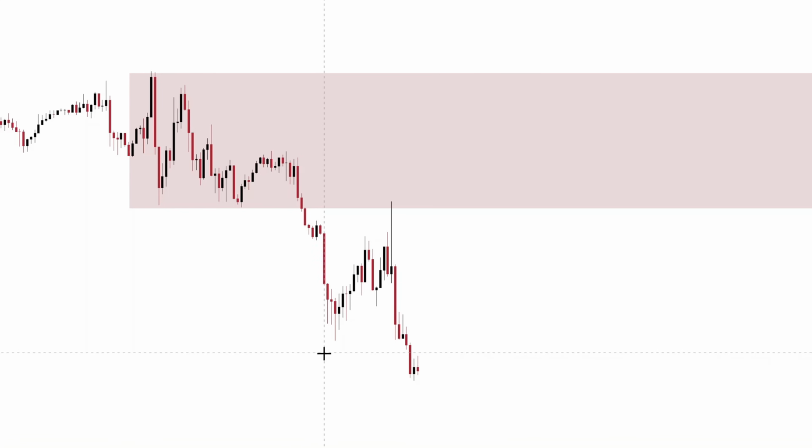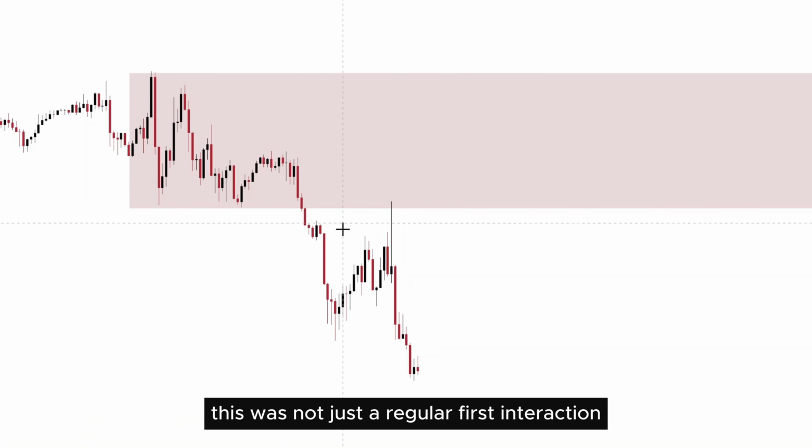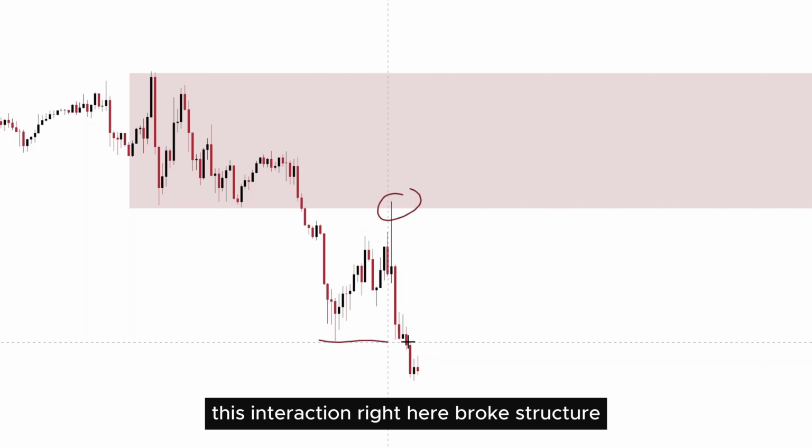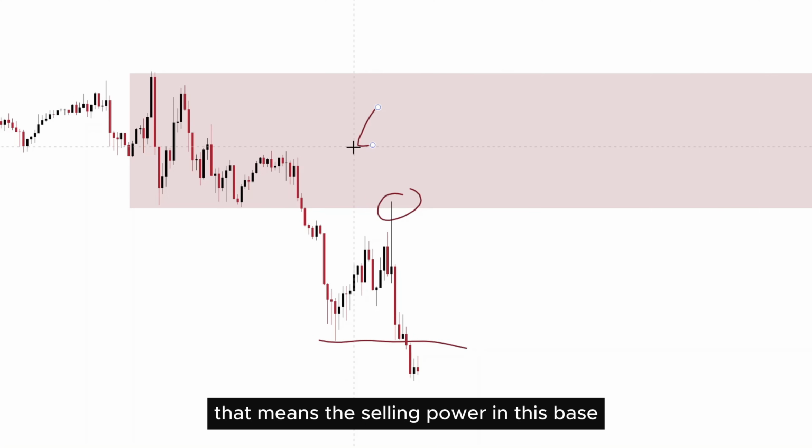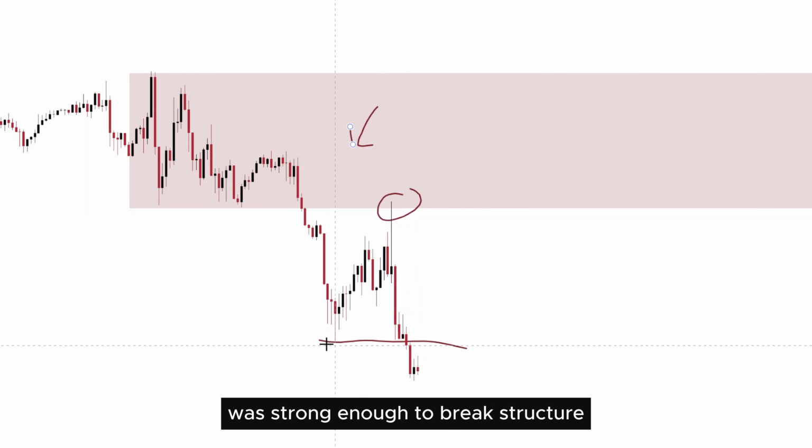Take notice. Something important happened here. This was not just a regular first interaction. This interaction right here broke structure. So what does that mean? That means the selling power in this base was strong enough to break structure.